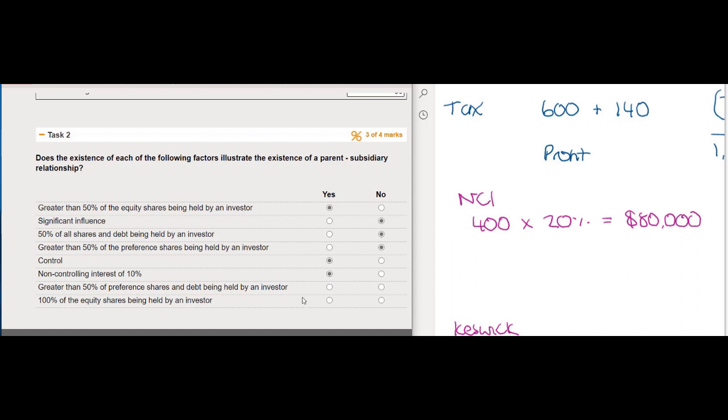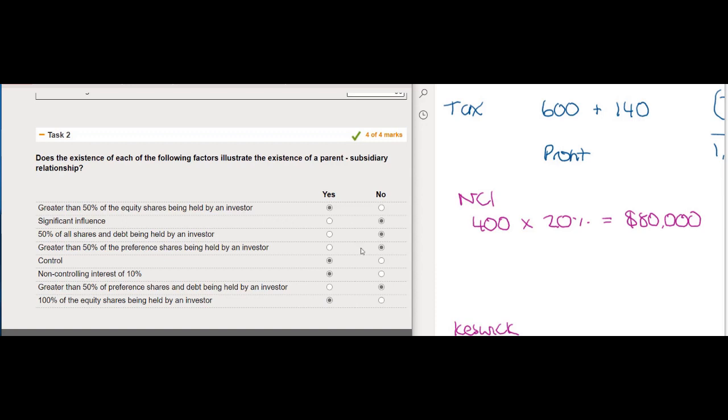Having greater than 50% of preference shares and debt being held by an investor, once again, looks at non-equity shares and debt, and so therefore would not have an impact on a parent subsidiary. So the answer is no. The final one, looking at 100% of the equity shares being held by an investor, equity shares are an indicator of a parent subsidiary, and having 100% would mean that yes, we do have that relationship.